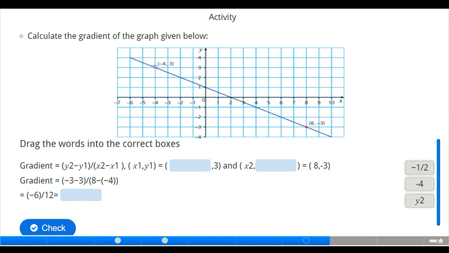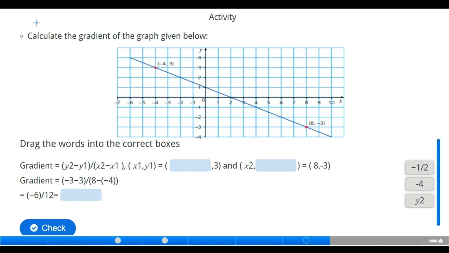Let's look at this graph. We have the given graph here. Look at this point. Under this point, our x is minus 4, y is minus 3, and for the second point that we have here, x is 8 and y is minus 3. So we are going to be breaking out our gradient formula here and solving for it.